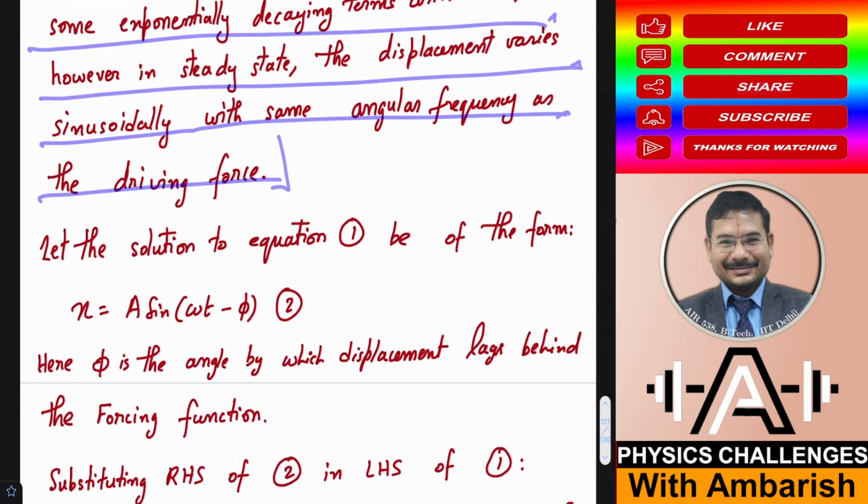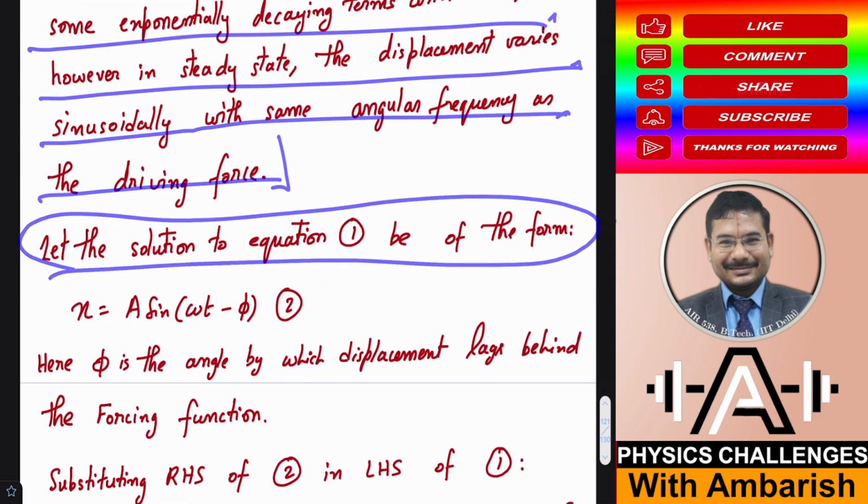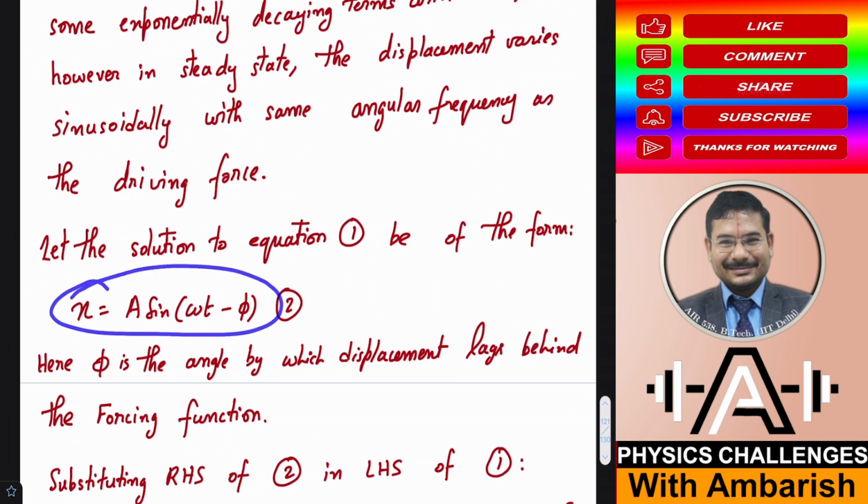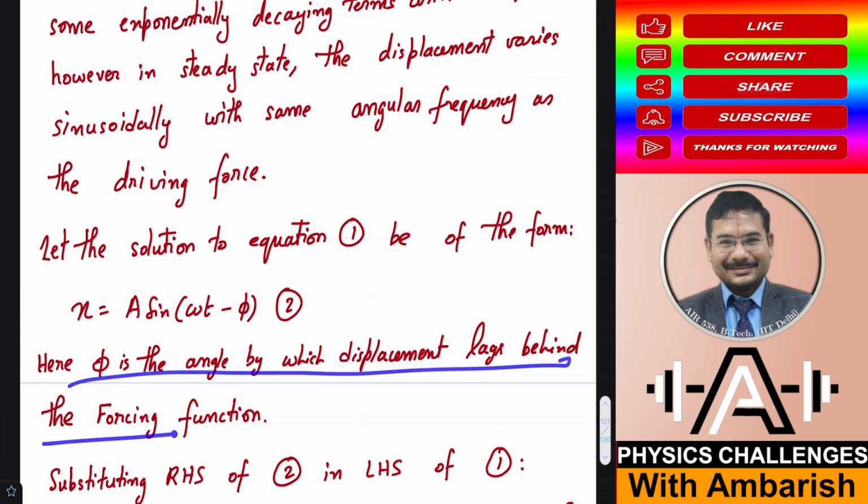So now let the solution to equation 1 be of the form x = A sin(ωt − φ), where A is some amplitude and φ is some phase lag here. φ is the angle by which displacement lags behind the forcing function. So I have just assumed this, and now if I find A and φ, my job is done.